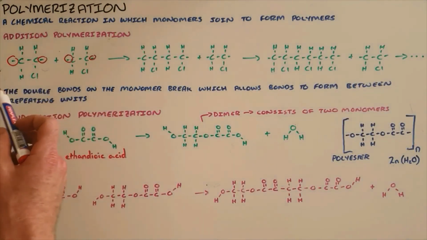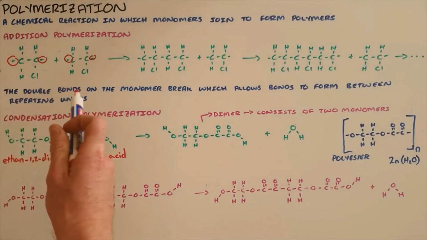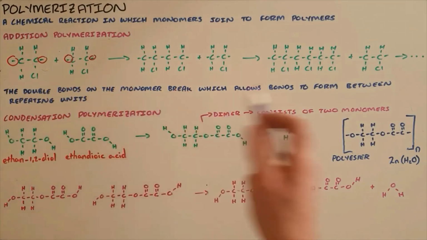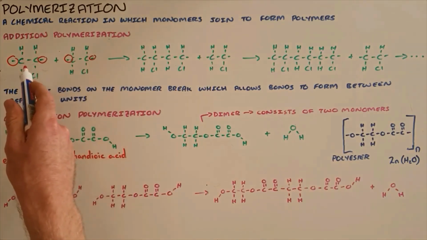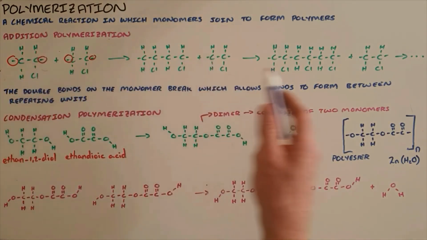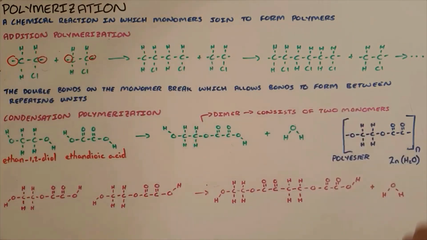So the addition polymerization starts out with the double bonds on the monomer breaking, which allows it to form these repeating units that can then attach to each other and go on to form the polymer polyethene.